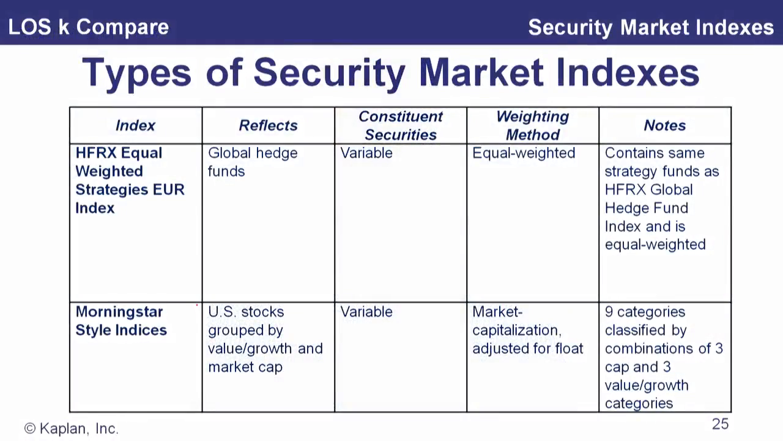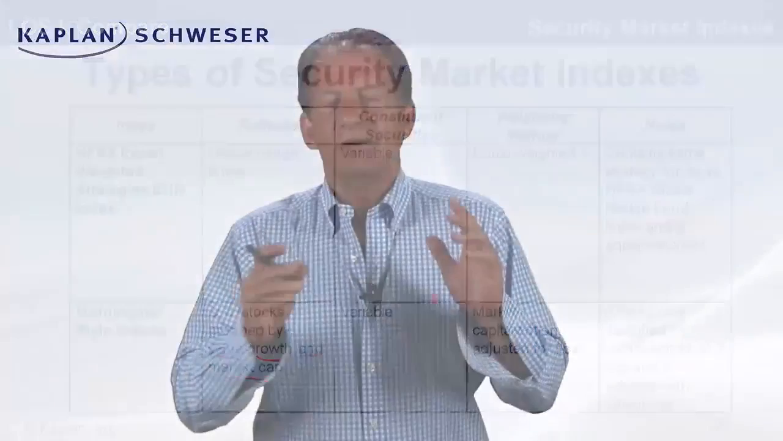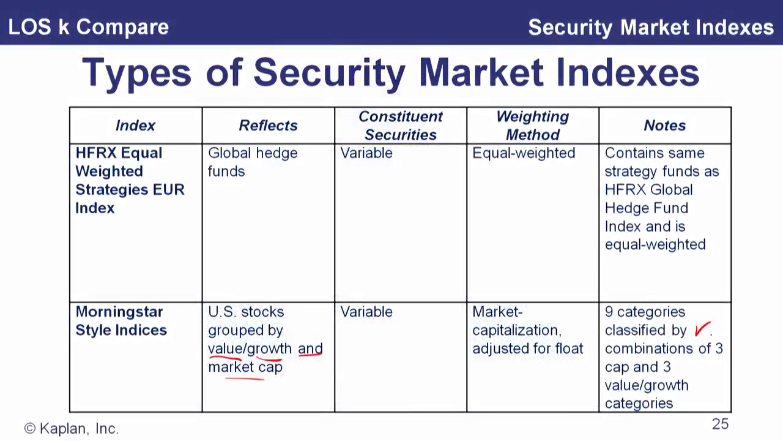A couple more here. Morningstar Style Index. I forgot. U.S. stocks grouped by value, growth, and market cap. So that would mean large cap value stocks, large cap growth stocks, or mid cap or small cap value stocks versus small cap growth stocks. Okay. You've got 9 categories then, combinations of 3 small, mid, and large cap, and 3 value versus growth pairs.